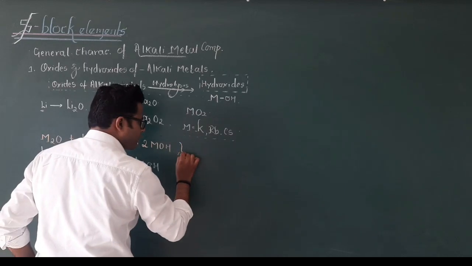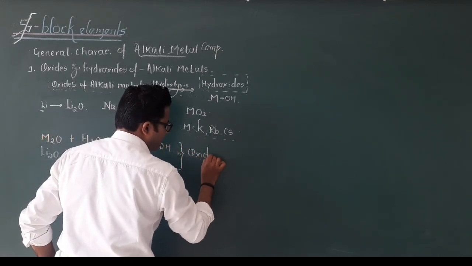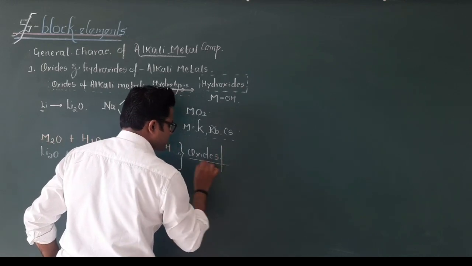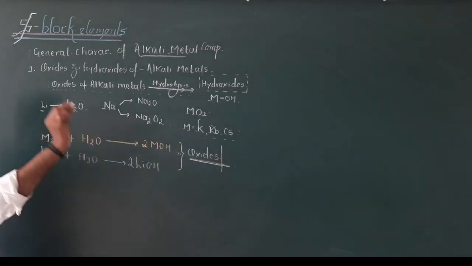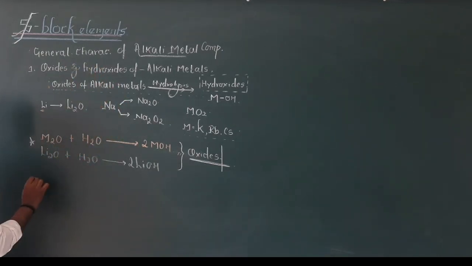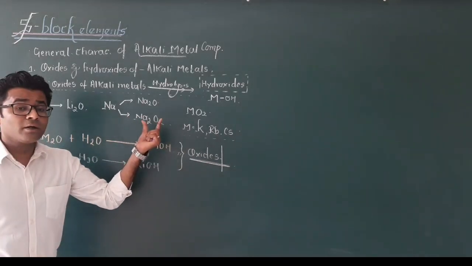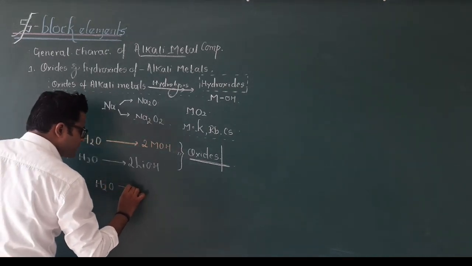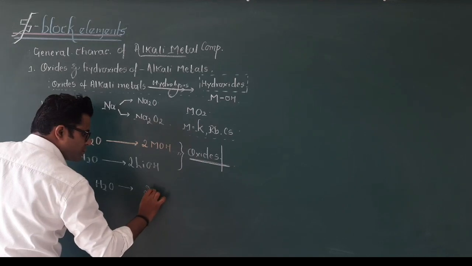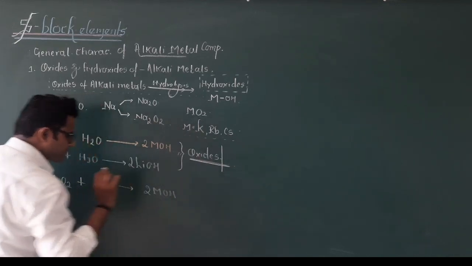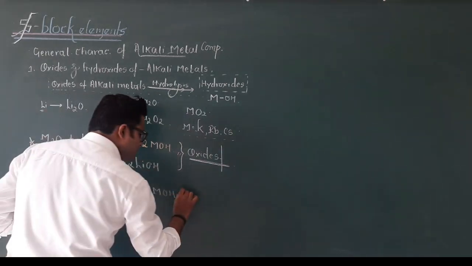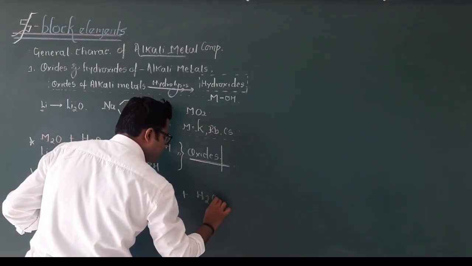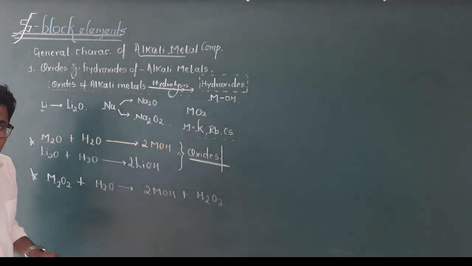Now this is for simple oxides. This is case number 1. Let's observe the second case, which is going to be M2O2, a peroxide. Whenever we have peroxides and react them with water, we get 2MOH, because of 2 metals. Along with this, we get a byproduct, hydrogen peroxide.